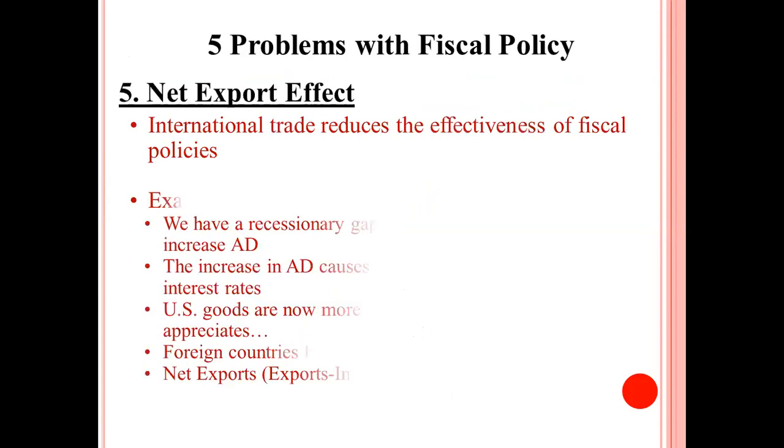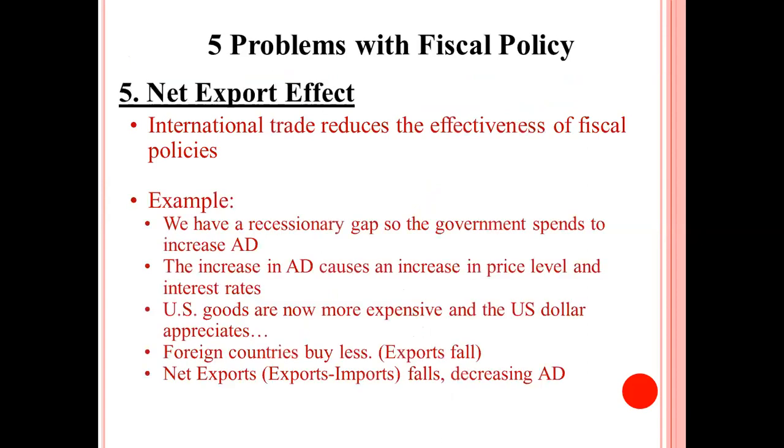And the last one would be the net export effect. International trade reduces the effectiveness of fiscal policies. So let's say the government increases spending to try to push us out of a recessionary gap. The increase causes an increase in price level, which causes our goods to be more expensive for the world. And that kind of lowers our net exports a little bit. All of these things exist, but there's trade-offs. If all of these were constant problems, we wouldn't use fiscal policy at all. The problem is you have to understand, is the fiscal policy worth it and outweighs these problems?